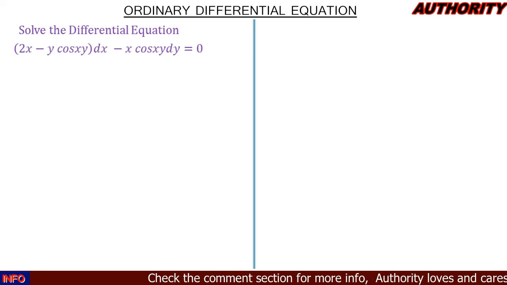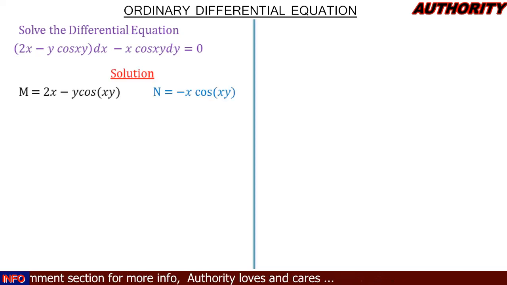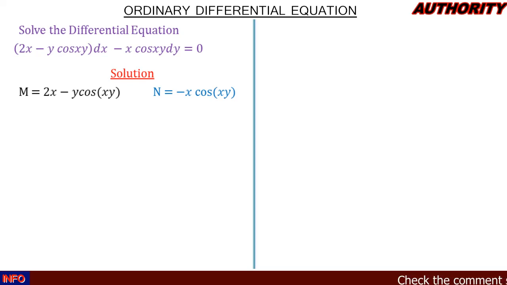I remember vividly we said in one of the procedures, let the side of the equation that is having the x, let's call it a letter M, and then the side that is having the y, let's call it a letter N. So here we're going to say let M equal to 2x minus y cos xy, which is the side that is having the x. Now we have N equal to minus x cos xy.